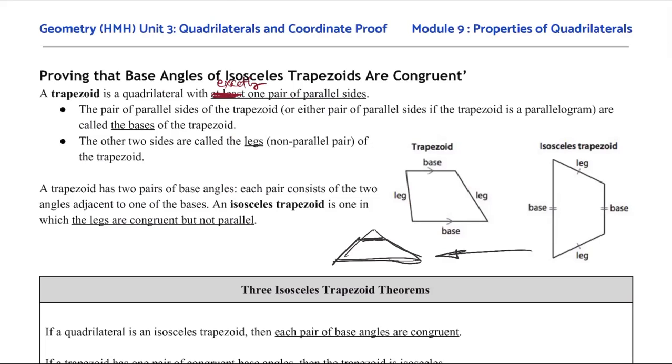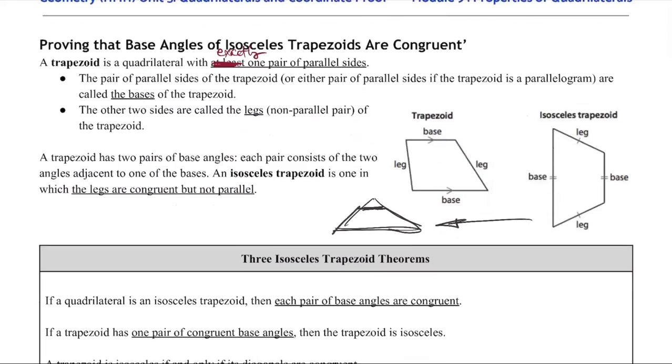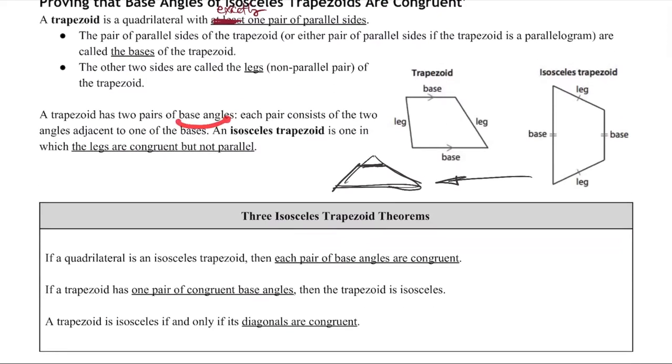Sorry about that, guys. All right, so a trapezoid has two pairs of base angles, and each pair consists of two adjacent angles to one of the bases. An isosceles trapezoid is the one with legs that are congruent but not parallel, okay? So these will be one set of base angles, and that will be, oops, my bad. What I meant to say was that these two base angles will be the same, and these two base angles will be the same. In this particular case over here, there's no information to say what these are.